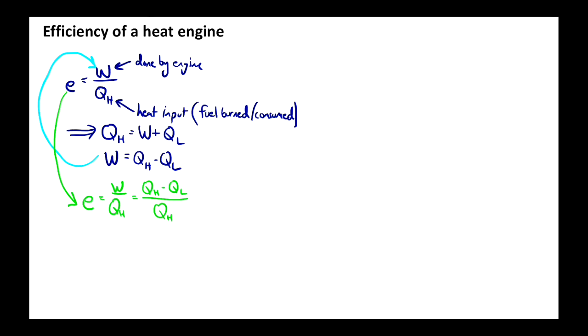It's kind of fun. So QH minus QL over QH. So I can factor out, or we can look at this any way you want to. We could say that that's 1 minus QL over QH. And if we multiply that by 100, that will give me a percent.